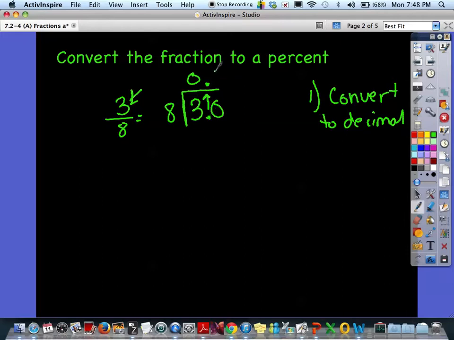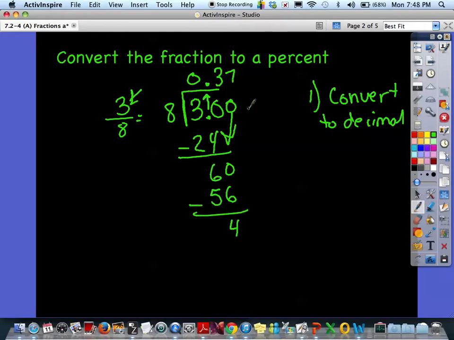8 goes into 33 times. 3 times 8 is 24. I have 6 left over, bring down a 0. 8 goes into 60, my mind's going blank here, 7 times. 7 times 8 is 56. 4 left over, bring down another 0. 8 goes into 40 5 times. Okay, cool. Multiply back, nothing left over, I'm done.